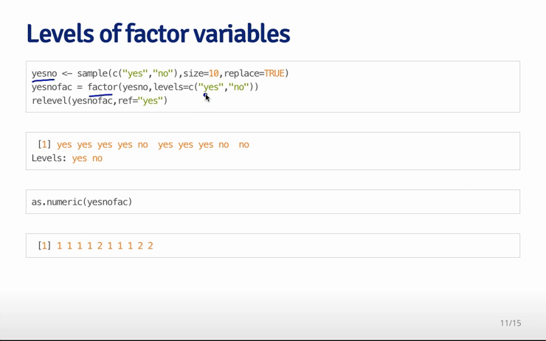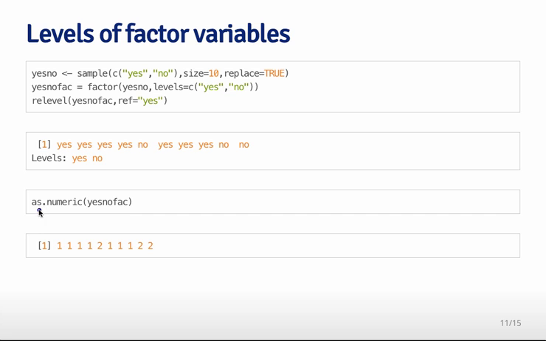But suppose I want it to treat the yes values as the lowest value, then I can tell it to take the levels and create them in this order. And so, for example, I can re-level that variable and make the reference class be equal to the yes value.